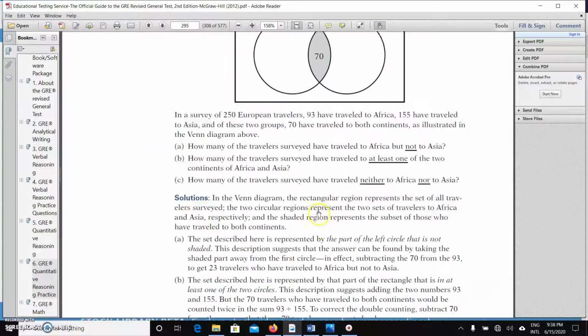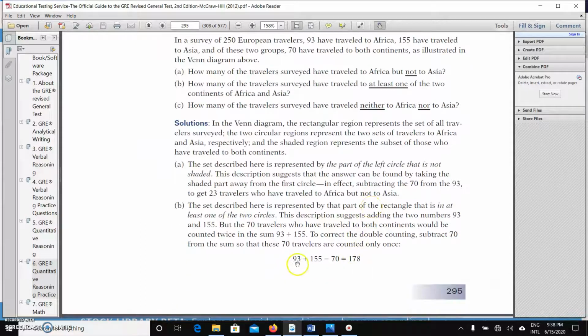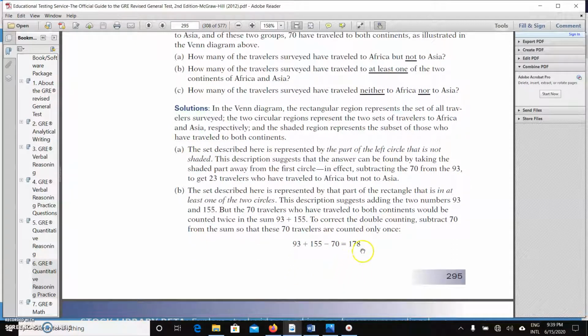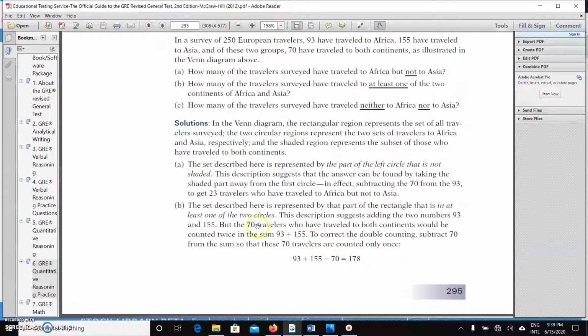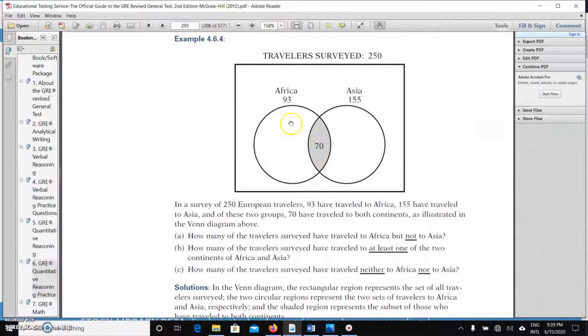So either you do it the way I explained or you do it this way: 93 plus 155 minus 70, because you have to remove that 70 due to double counting. When you add that together, you have 178. That's the answer. The reason you are removing the middle 70 is that it leads to double counting, because in this 93 there's a part, the 70, that is in it. So if you're adding them together, you must remove that 70.